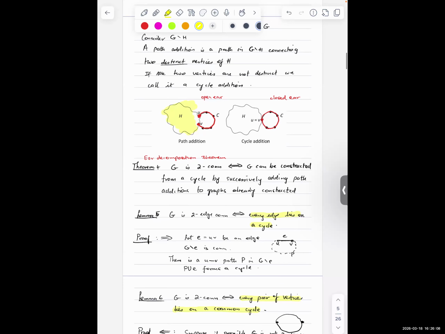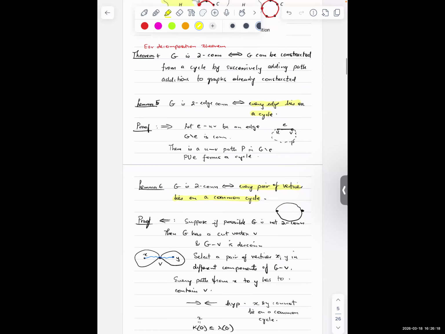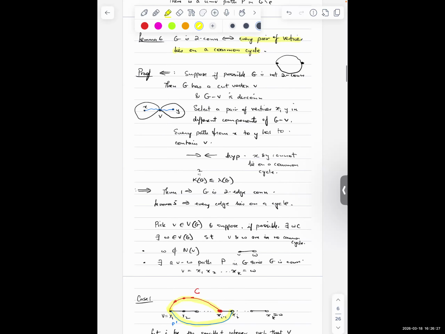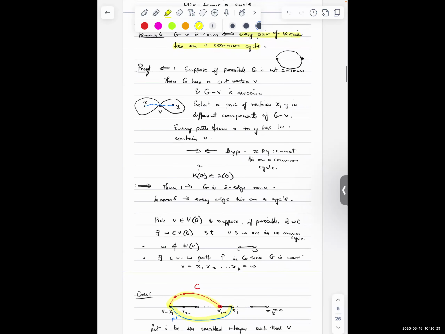And then from that, to prove that, we needed a lemma. G is two edge connected if and only if every edge lies on a cycle. The next lemma we needed actually was G is two connected if and only if every pair of vertices lies on a common cycle. And then we started the proof.